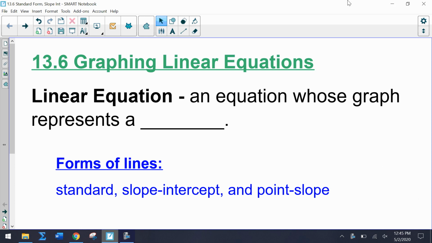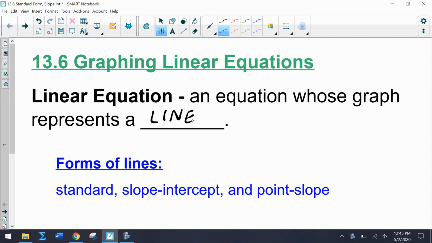So today we're going to talk about how to graph linear equations. Linear equations are equations whose graph represents a line. And by the definition of a line, we need 2 points on the graph in order to create a line. And on a line, we have constant slope and we have points that go along that line.